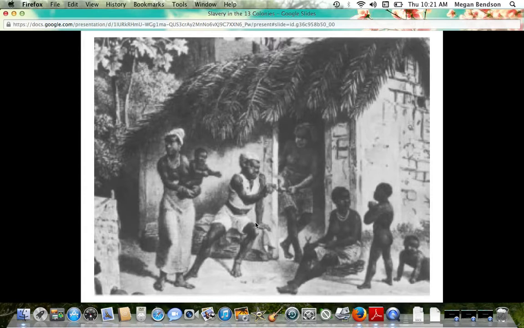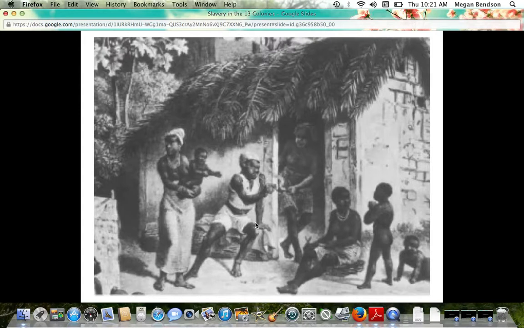But the most popular one, and this is what AP will ask about, was slowdown. So they couldn't be beaten for escaping or mutilating themselves or something like that. It was less overt and thus the most popular, but it's where they would just work very, very slowly. And so this hurt the owners economically, but it wasn't obvious that they were doing it necessarily, and so they could resist without taking on the risk of being beaten or killed, things like that.